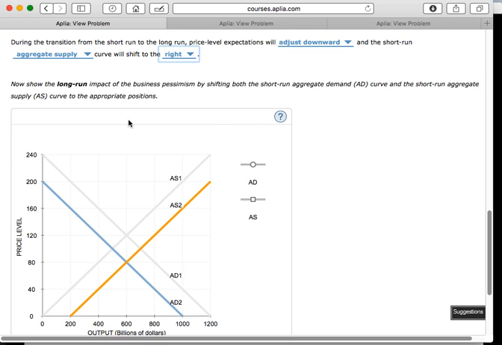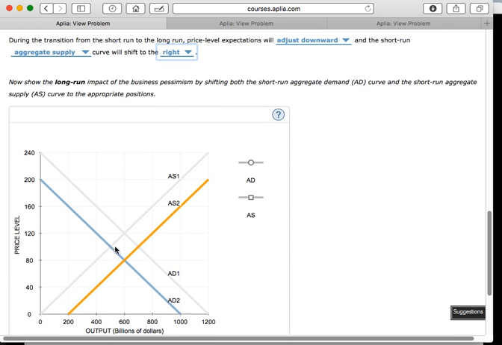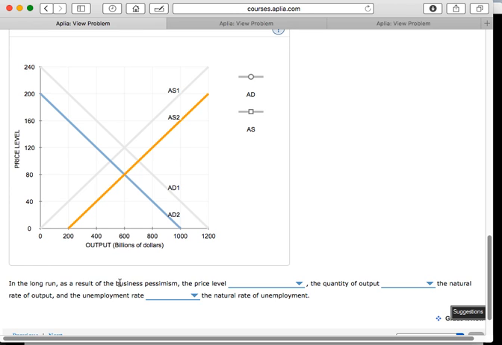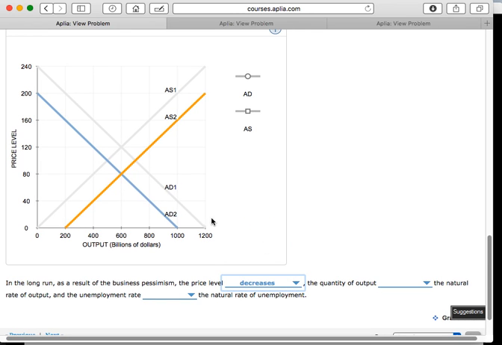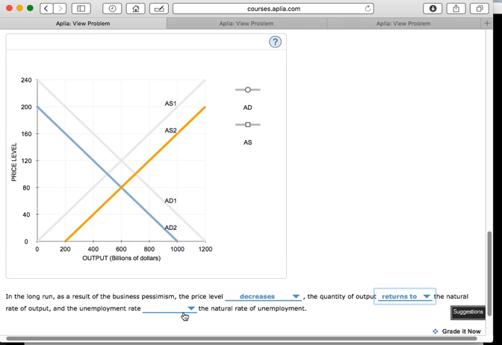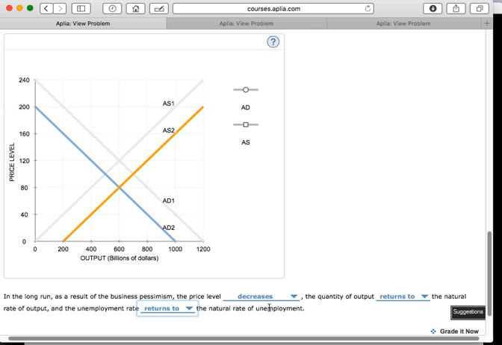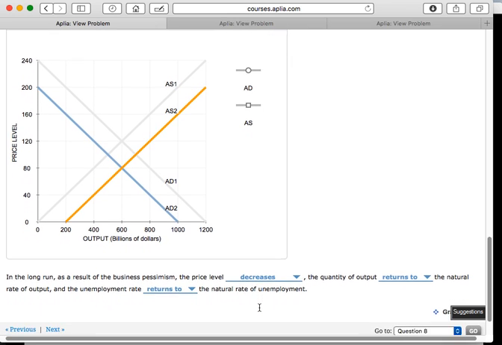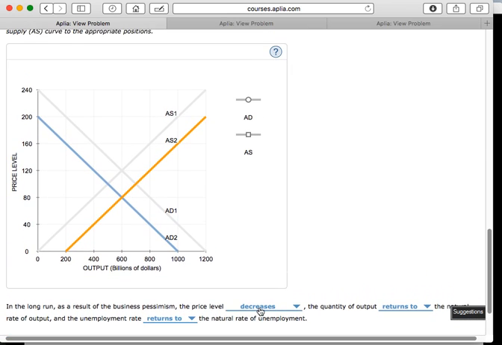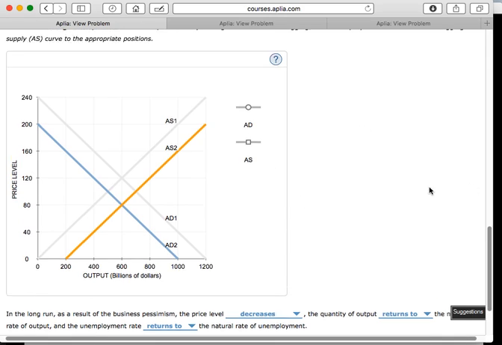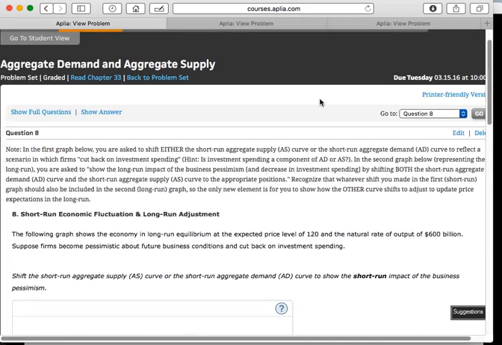And so what we have is we shift the aggregate demand curve. That initially moves us along the aggregate supply curve, but then, as price expectations adjust, the aggregate supply curve shifts to the right, and we end up back at the natural rate of output, but at a lower price level. So in the long run, as a result of the business pessimism, the price level decreases, the quantity of output returns to the natural rate of output, and the unemployment rate returns to the natural rate of unemployment. When we're at the natural rate of output, we are at the natural rate of unemployment in the long run. That was the one question that was somewhat problematic, from chapter 33 on aggregate demand and aggregate supply.